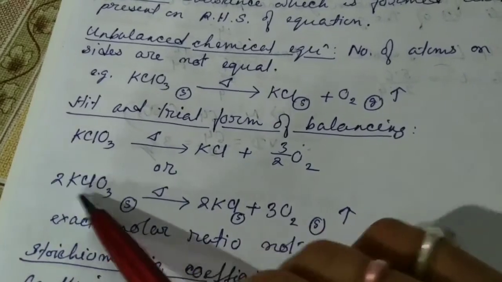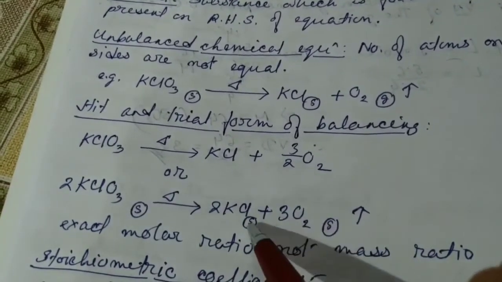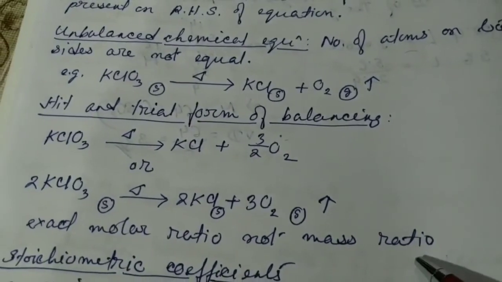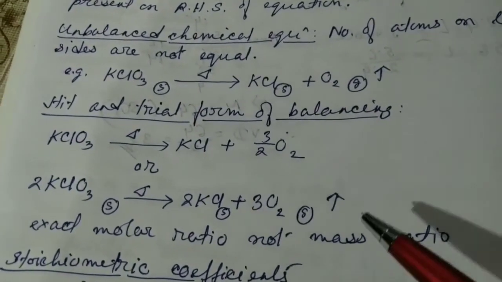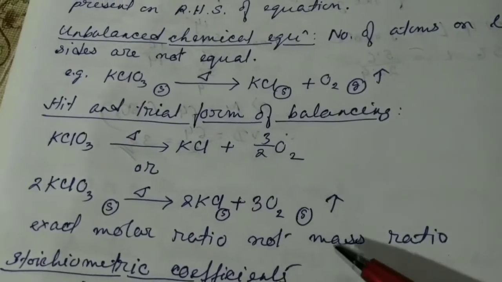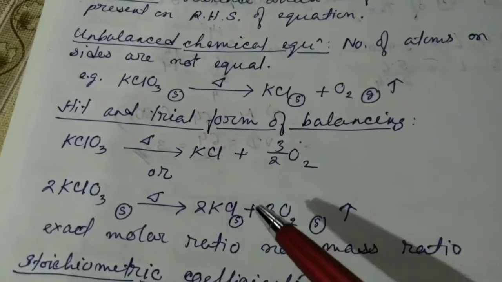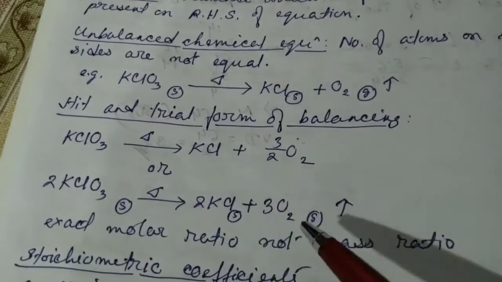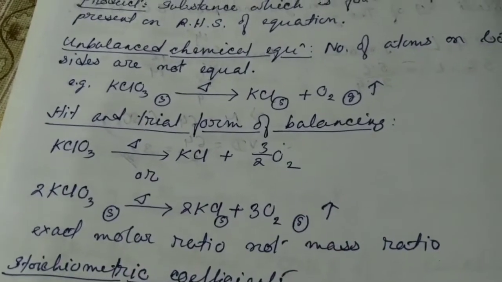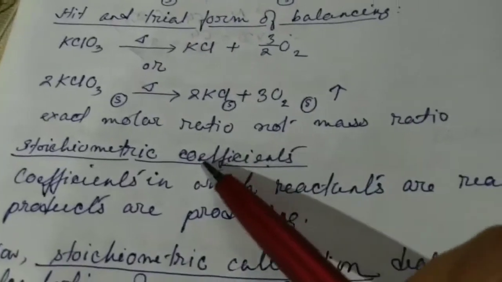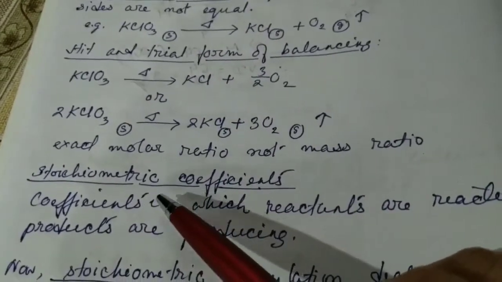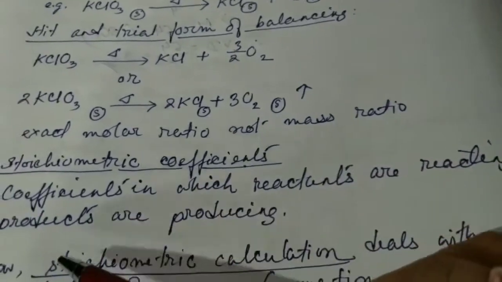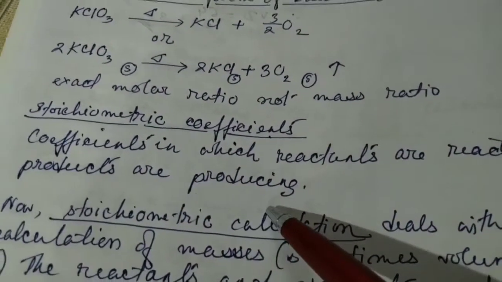Those numbers are very significant because they give the exact molar ratio at which the reactants are reacting and products are formed. So what exactly do stoichiometric coefficients give? They give the exact molar ratio, but not the mass ratio. We cannot say 2 gram, 2 gram, 3 gram, but what we can say is only 2 moles, 2 moles, 3 moles. So basically, stoichiometric coefficients are the coefficients in which reactants are reacting and products are being produced.